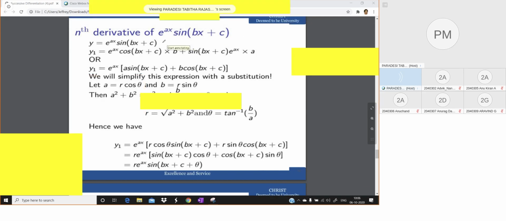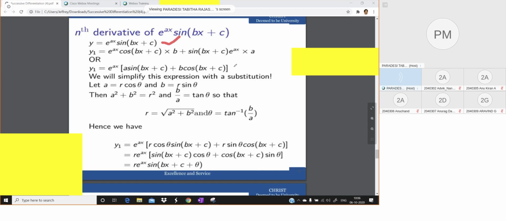So this is the first thing we mentioned. This is the function we differentiated. Okay, e power ax is kept as it is. Derivative of sine bx plus c is cos bx plus c, and derivative of bx plus c is b. And then this time keep the sine function as it is. Derivative of e power ax is e power ax, and derivative of ax is a.